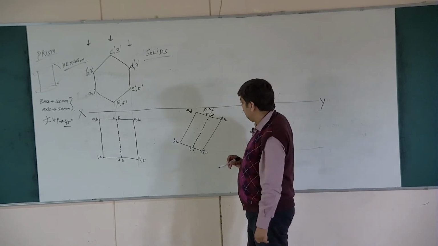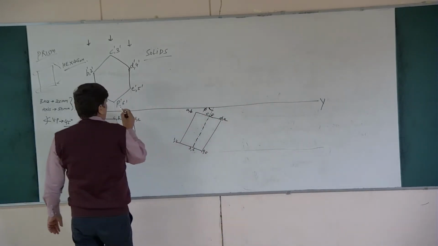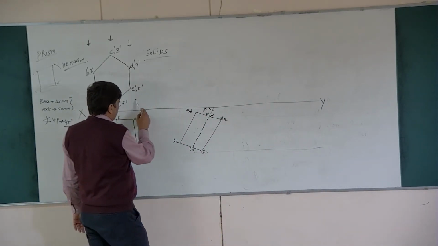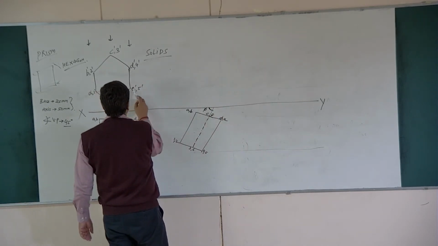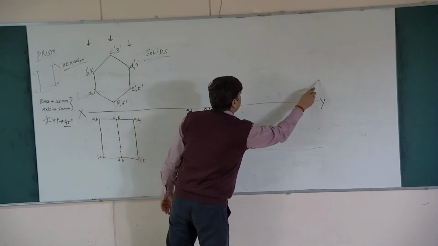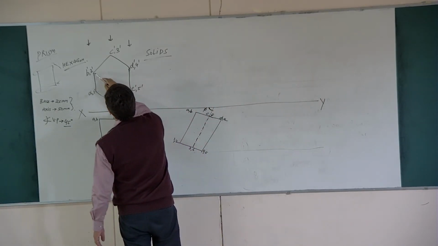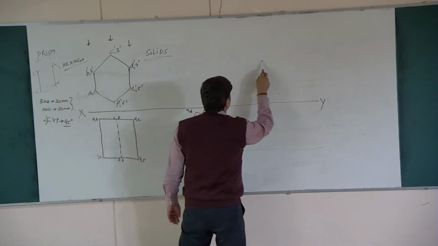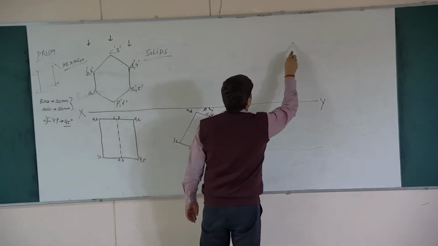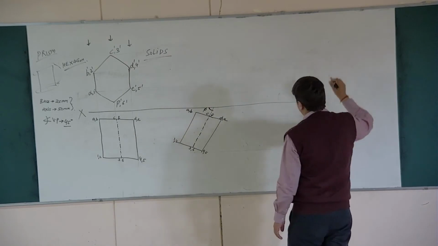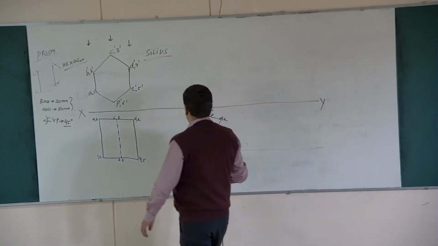Now what will I do? I will draw the locus. So F dash 6 dash, A dash 1 dash, E dash 5 dash, 2 dash B dash, D dash 4 dash, C dash 3 dash.